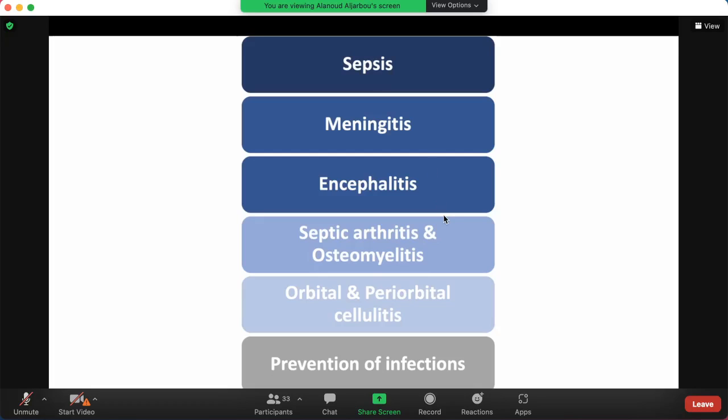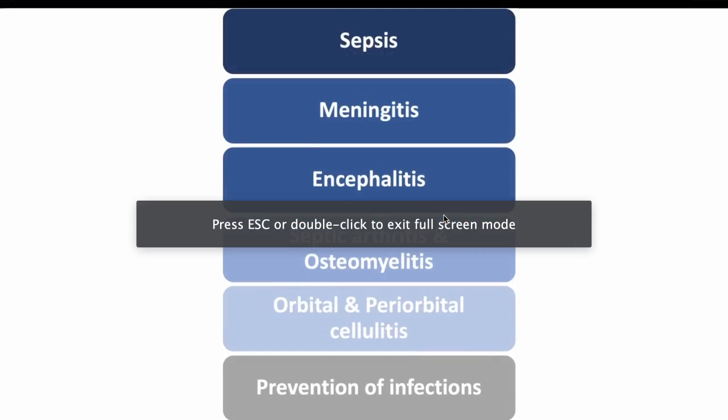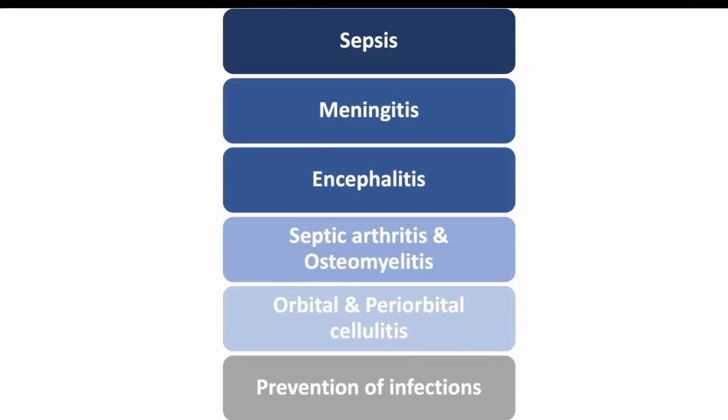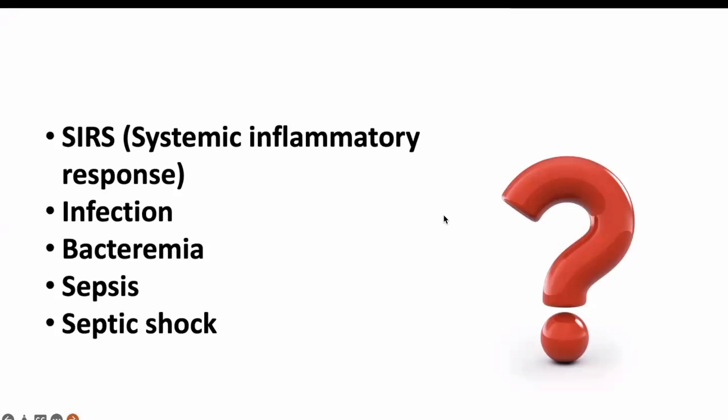Required like prompt treatment and prompt recognition to prevent mortalities. And those syndromes like sepsis, meningitis, encephalitis, septic arthritis, osteomyelitis, and we'll talk about orbital and periorbital cellulitis. So let's talk about sepsis. Before we talk about sepsis, we need to understand certain terminologies.